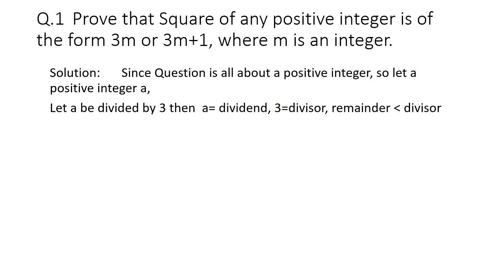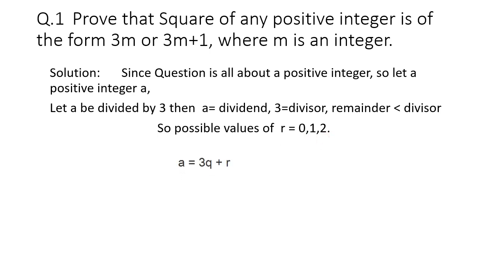Obviously if the number a is divided by 3, 3 will be the divisor and a will be the dividend. Now why am I dividing by 3 only? Because in this question you will notice that we want to get the form of 3m or 3m plus 1. Here the multiplier term is 3 with the integer. That's why we are taking 3 as a divisor. Obviously if we are taking 3 as a divisor, the possible value of remainder, that is r, will be 0, 1 and 2. If 3 is the divisor, the remainder will be less than the divisor. That means remainder can have values like 0, 1 and 2.